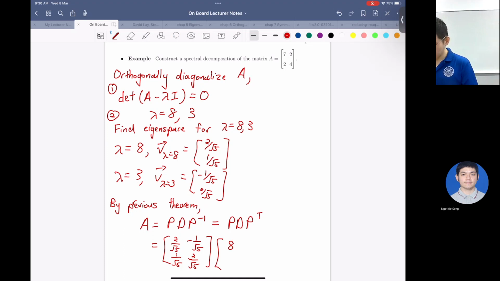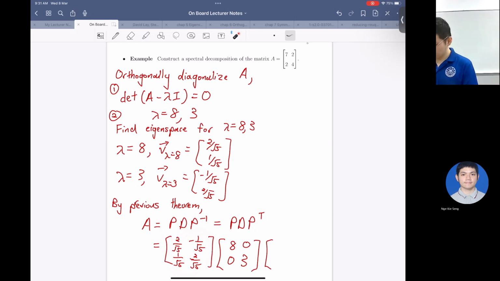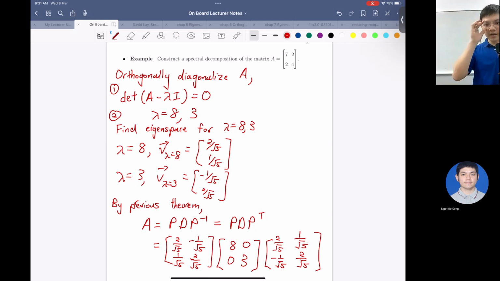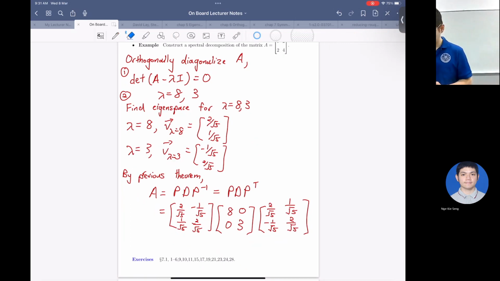So what's the D? For D, you should align the eigenvalues with the positions of the column vectors, which are their eigenvectors. As I said just now, for the inverse of an orthogonal matrix, you don't need to go through Cramer's rule or the determinant inverse formula. You just transpose it. So you get 2 over square root 5, minus 1 over square root 5, over 1 over square root 5, 2 over square root 5. So this is the PDP inverse thingy.